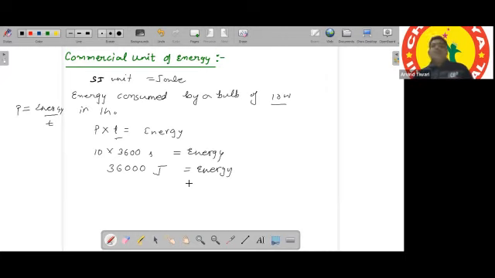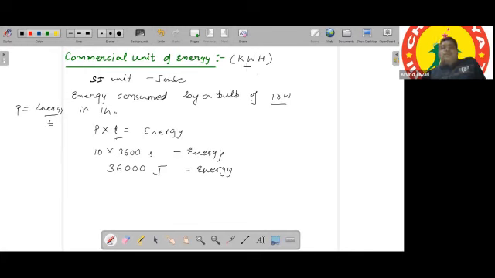So to remove that, we have a commercial unit, and that commercial unit of electrical energy is called kilowatt hour. Kilowatt hour is the commercial unit of electrical energy. Not only electrical energy, wherever we purchase energy, we purchase or sell it in the form of kilowatt hour.